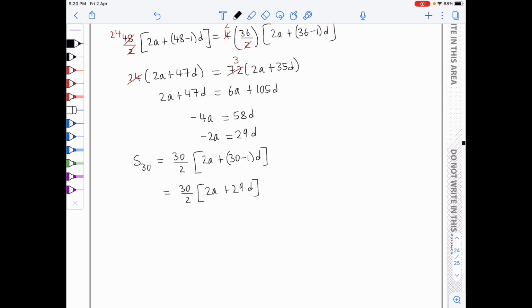But wait a minute, 29d, we just found it's minus 2a. So this is 30 over 2 times 2a minus 2a, which is obviously 0. So even though we didn't manage to actually determine the value of a or d, they cancelled out here, and so the result is just a 0. So that was the answer to the final question of this paper. Thank you very much.